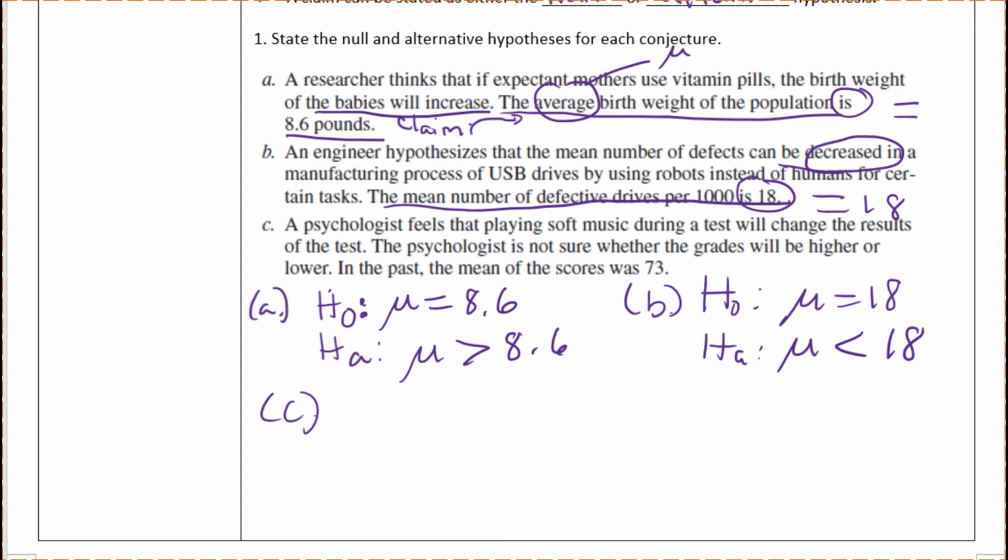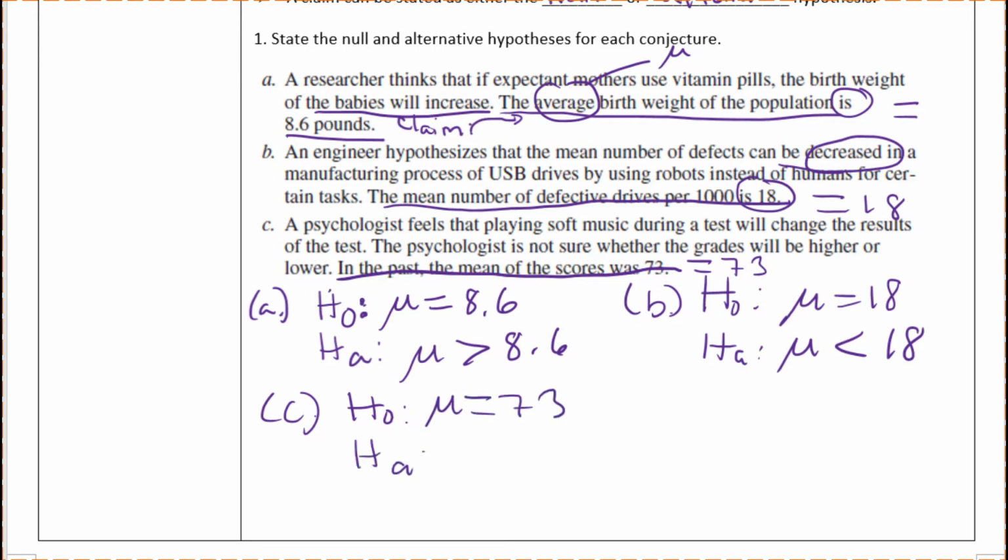A psychologist feels that playing soft music during a test will change the result of the test. But the psychologist is not sure whether the grades will be negatively or positively impacted. So the psychologist doesn't know whether the grades will be higher or lower. In the past, the mean of the scores was 73. So that's our baseline that we want to test, okay? So for the null hypothesis, there is not going to be any difference whether we do music or not. So they're saying that the mean was equal to 73. So that's the null, equal to.